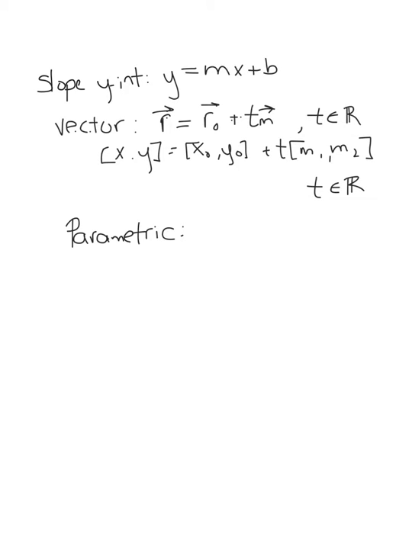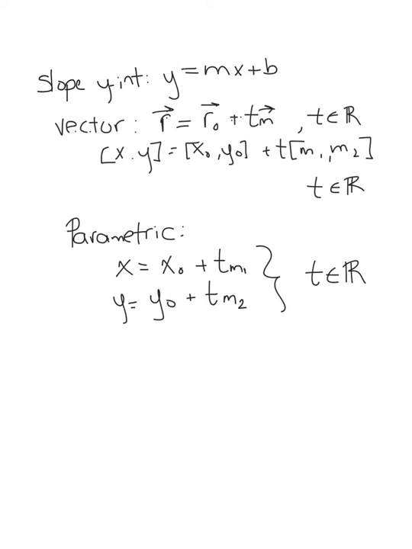The next equation is the parametric equation. So this is taken directly from the vector equation, and we're going to be breaking it up into components. So if I'm looking for my x component, we need to be looking at just the x components or parts of the vector equation above. So x is equal to x sub 0 plus t times m1. And if I'm going to do the exact same for y, I'm going to be getting y sub 0 plus t m2. Now we do need to say for both of these that t is an element of the reals.